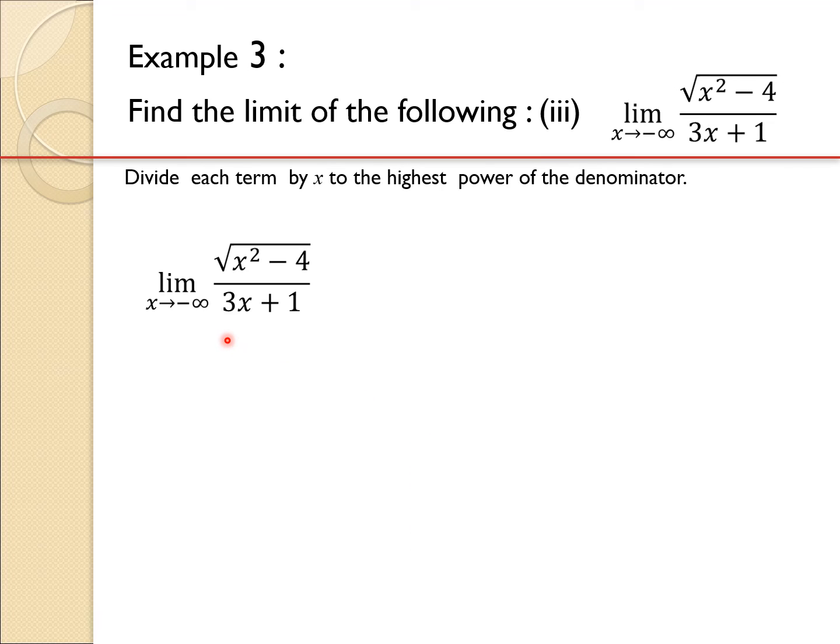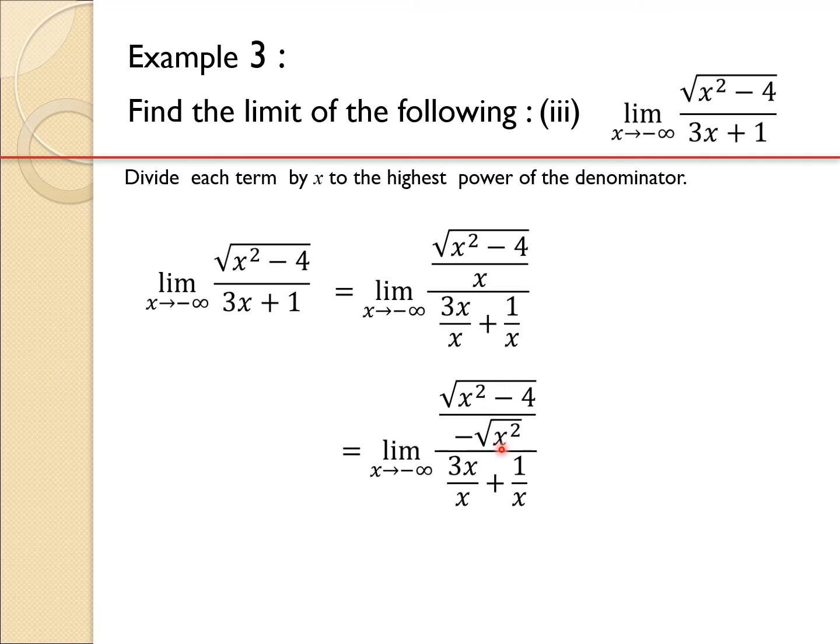Okay, number 4. When x approaches negative infinity for square root x squared minus 4 over 3x plus 1. So you divide by x because the highest power of the denominator equals x. So we divide by x. Square root x squared minus 4 divided by x, 3x over x, 1 over x.